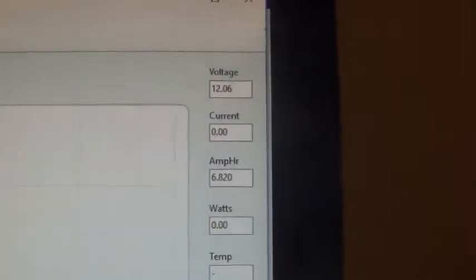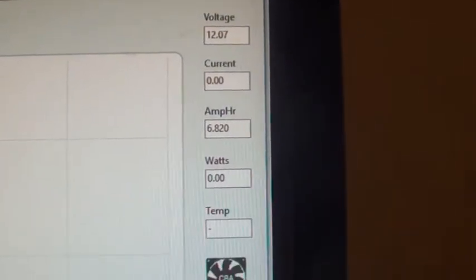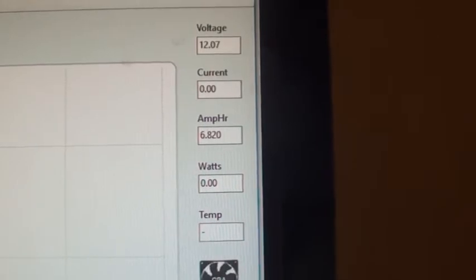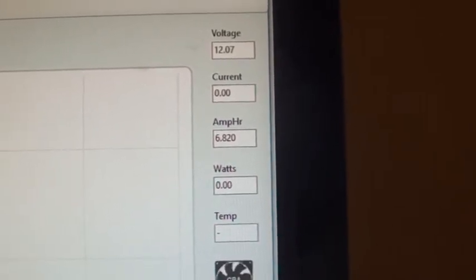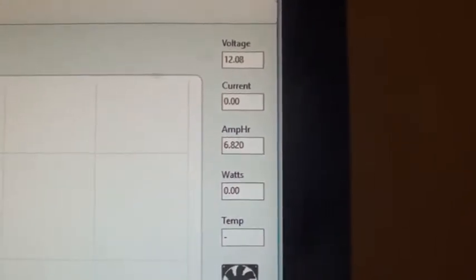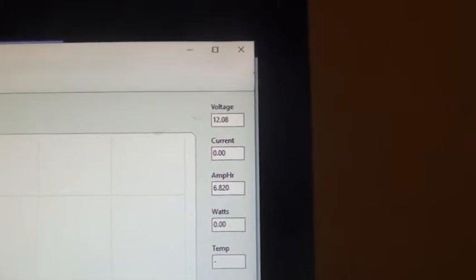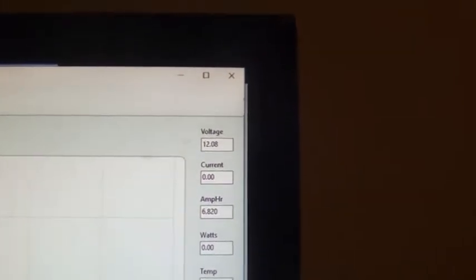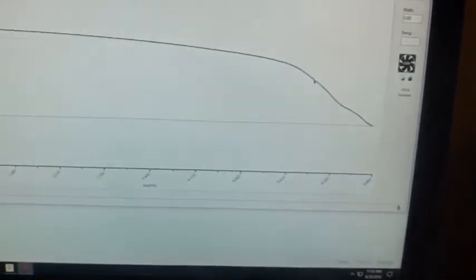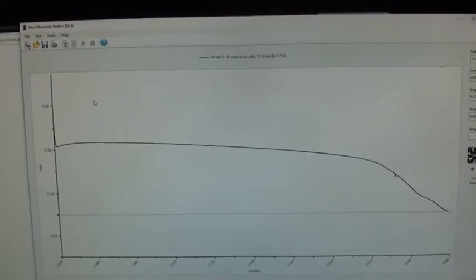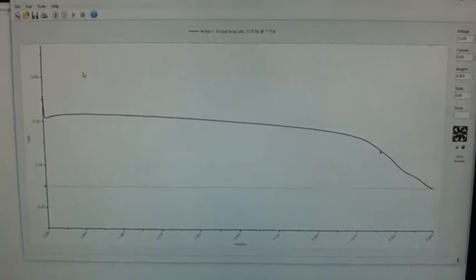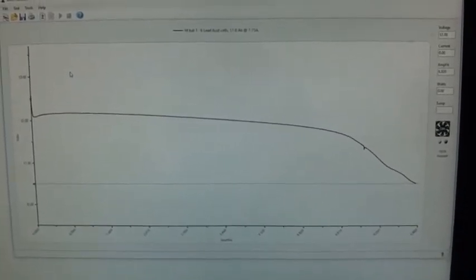And the capacity was 6.8 amp hours. It was pulling 7.75 amps, about 100 watts when it first started out. It went for about an hour, maybe 50 minutes. And now after sitting for a minute, the voltage has risen back up to 12 from its cutoff of 10.5. So now I'll put it back on the charger and we'll see how much it takes to charge.